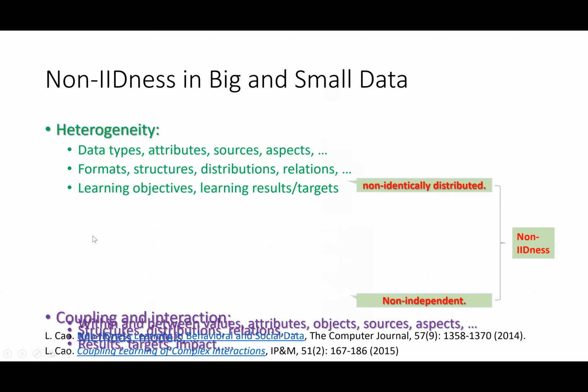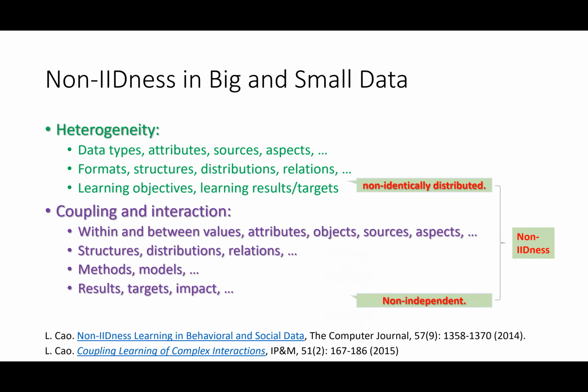And in a high-level way, we can summarize all those questions I just asked into two major concepts. One is heterogeneity. Another is what I call coupling and interaction. So heterogeneity refers to different data types, different attributes, typically like mixed data, or different data sources, different modalities, as I mentioned. And each attribute may follow a different distribution or different format or structure. And the relation could be different as well, right?